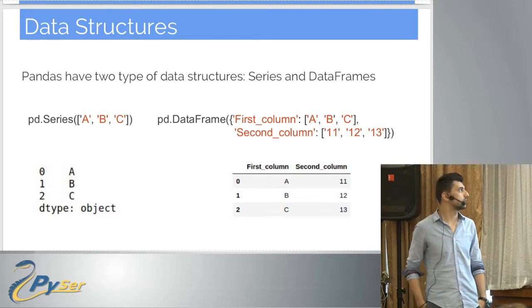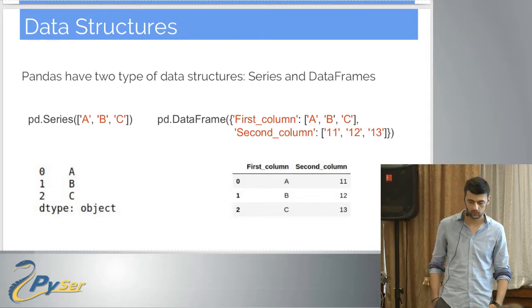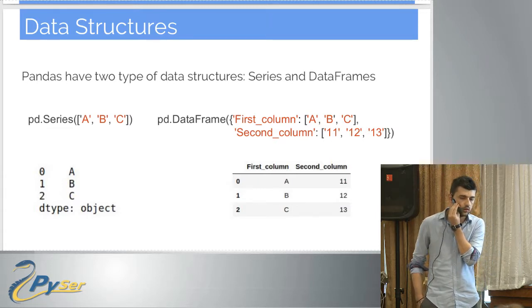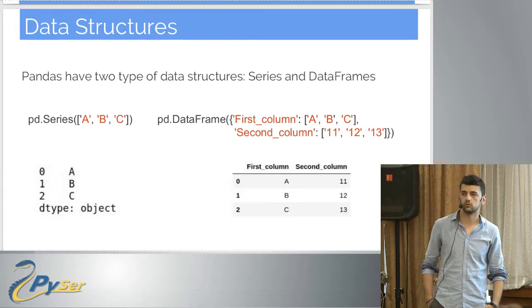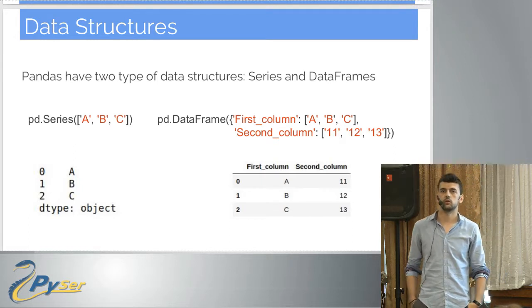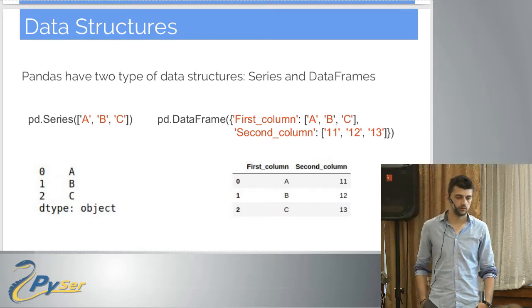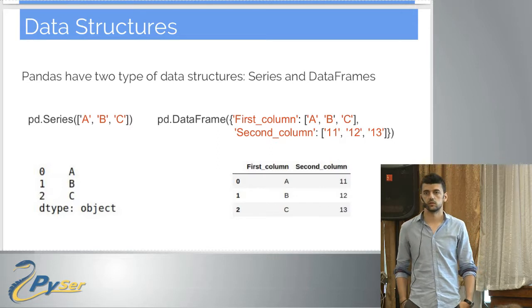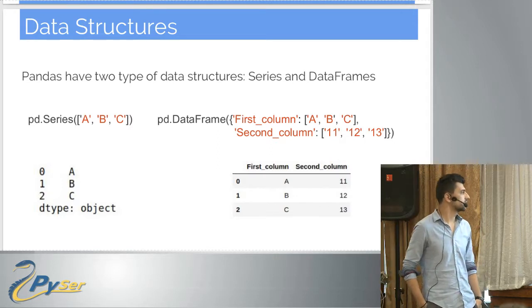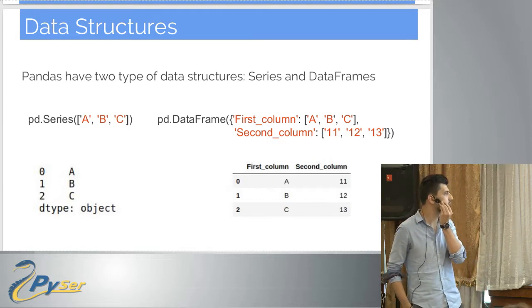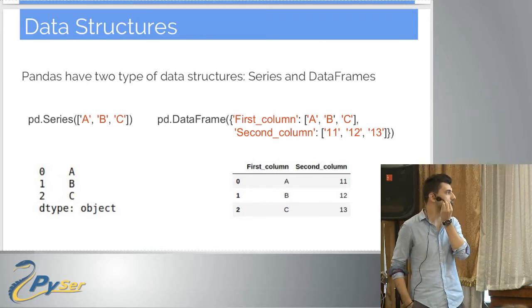Pandas has two types of data structures, the Series and DataFrames. A Series is a one-dimensional array. It's pretty similar to Python dictionaries, but keys can be duplicated. We can look at a DataFrame as a dictionary of multiple Series. And these are examples of each of them, one Pandas Series and one Pandas DataFrame. A DataFrame is a multi-dimensional array.